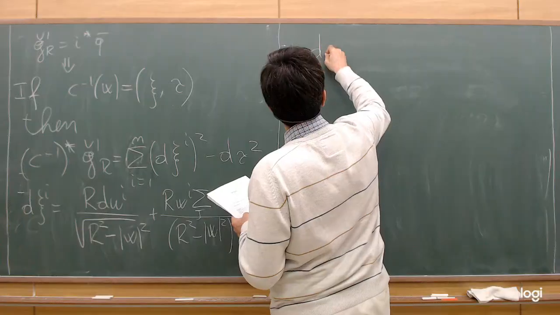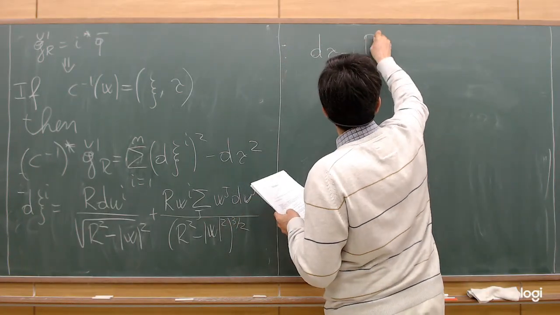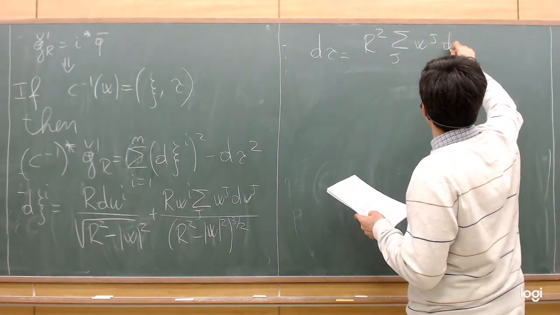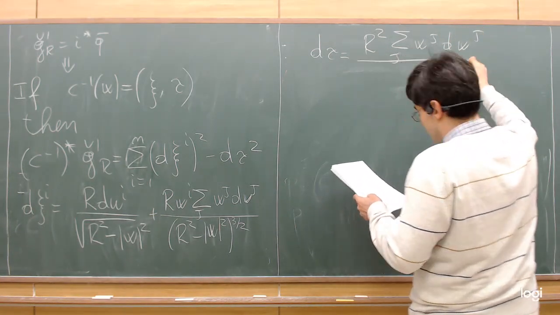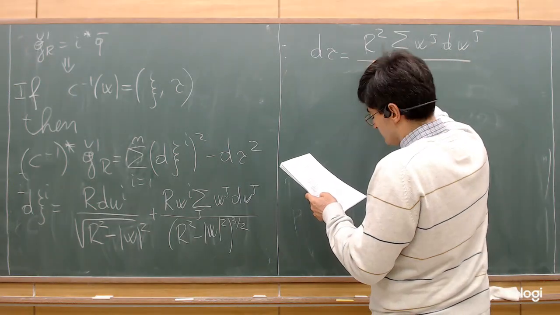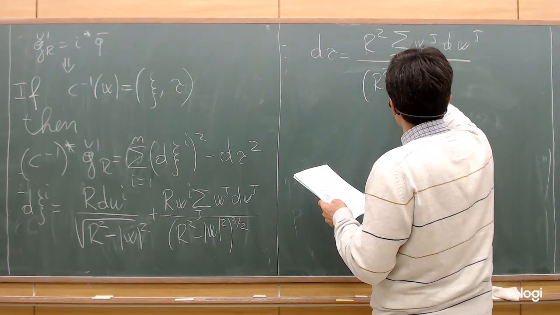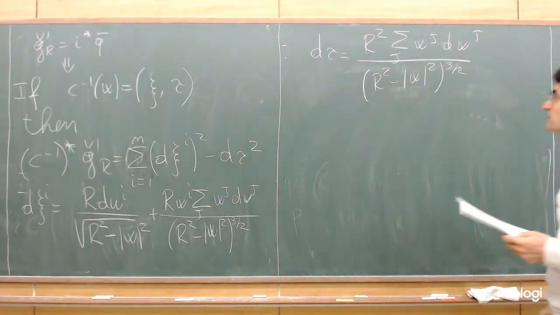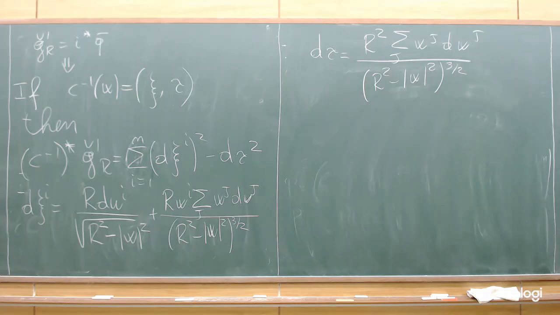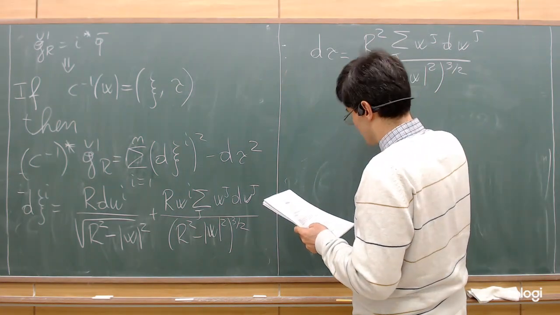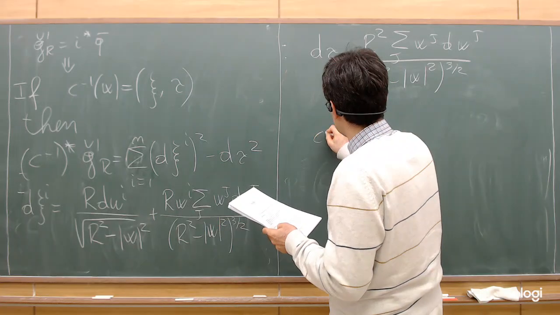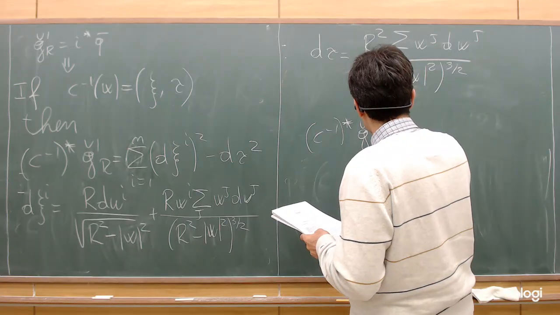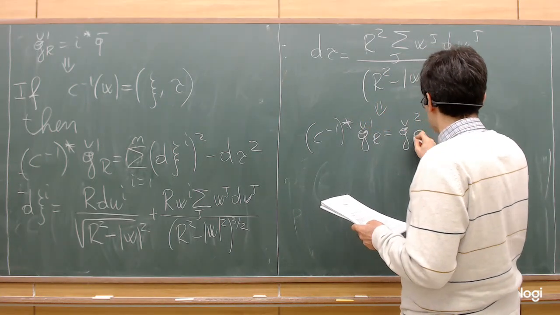And d tau, this is r square sum on j wj dwj divided by r square minus length of w square to the power 3 over 2. And this implies that C inverse star G'1R is G'2R.